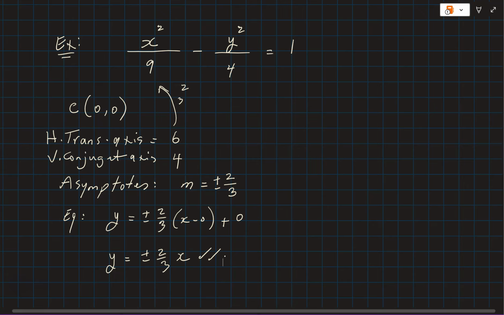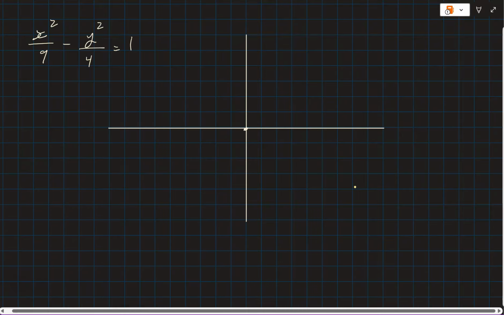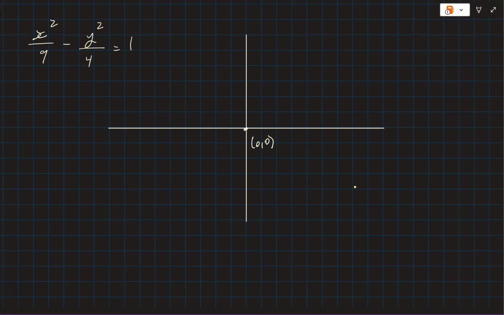So let's do the graph now. All right, so the center is (0, 0). That's easy. So right there, that's (0, 0). Then we're going to go through the transverse axis. So 9 is the value that we're going to use.